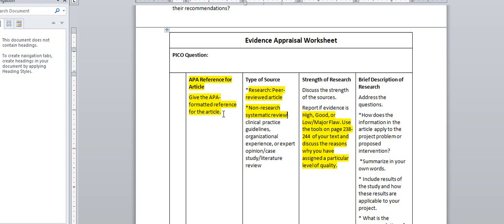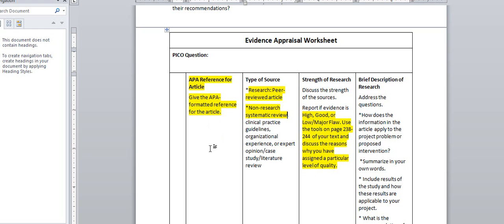So I will be looking for author, initial, date, title of the article, correct capitalization as appropriate, the name of the journal, the title, the issue, the pages, the retrieval. And so basically you want to make sure this is correct. You don't have to worry about indenting the second line as we would in a paper. That might be a little bit more difficult here.